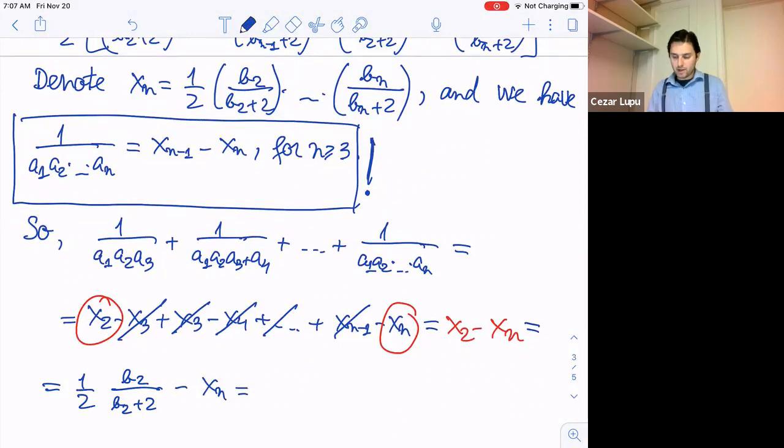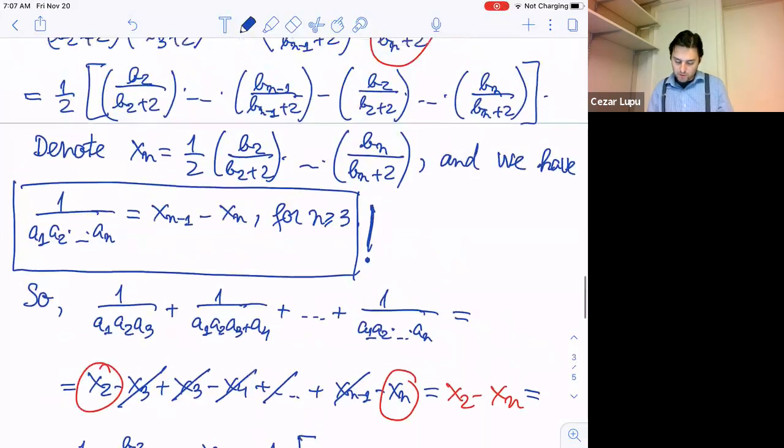Minus xn, which is that. So we can write b2 in terms of b1, right? Because we know the recursion. So let's look at the recursion.